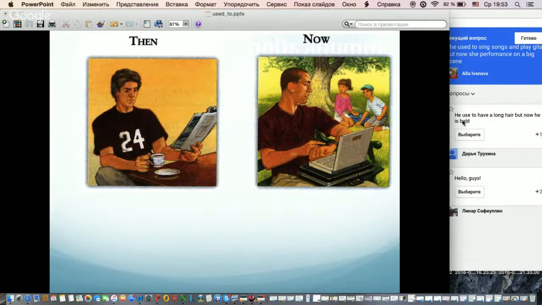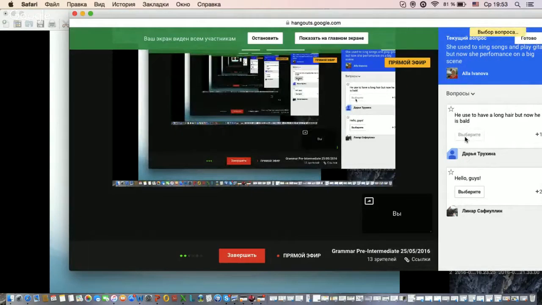He used to have long hair, but now he is bald. All right, wonderful example. But please pay attention that after use you should put D, because it's about the past tense. Это все речь идет у нас о прошедшем времени, поэтому к use мы обязательно прибавляем окончание D. Дарья, спасибо. All right.